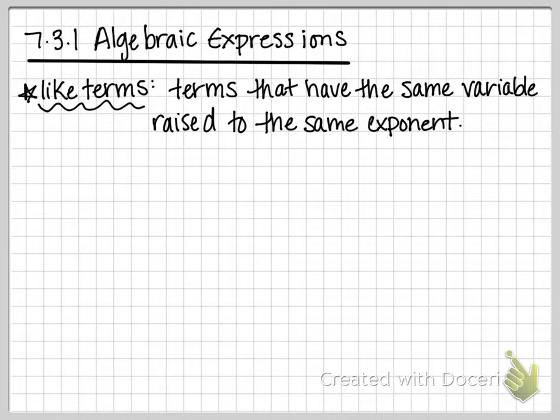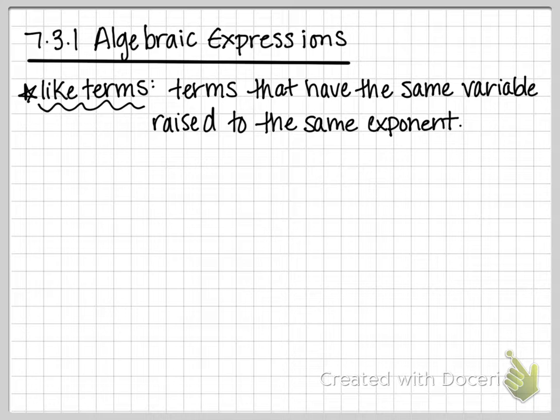Like terms are terms that have the same variable. So that's the letter part, an x or a y or an a, raised to the same exponent. If they're different variables, they're not like terms. If they're taken to different powers, so they have different exponents, they're not like terms. Okay, and we'll look at more examples of this and what it means as we move on.